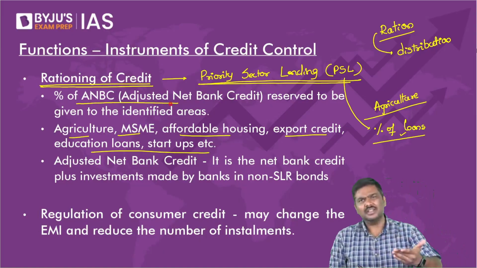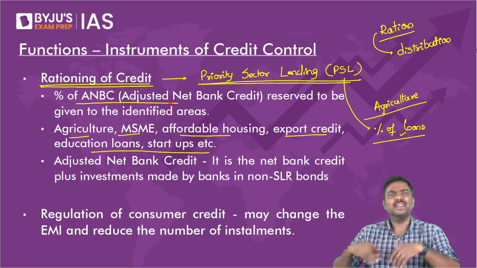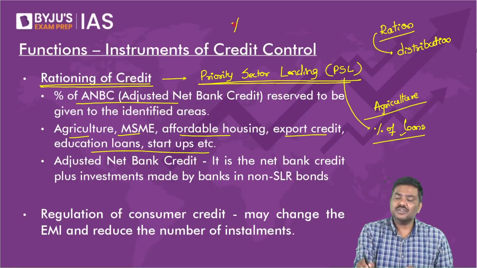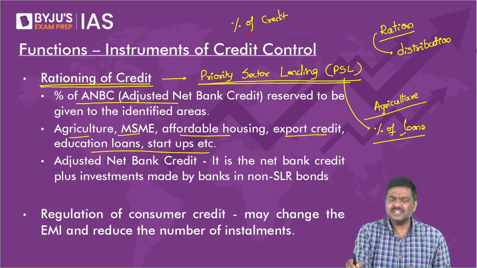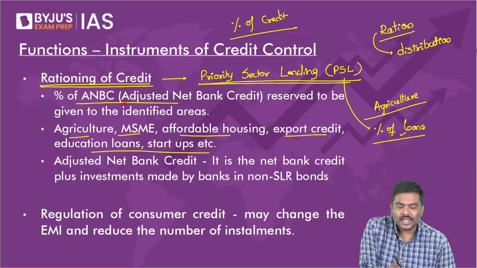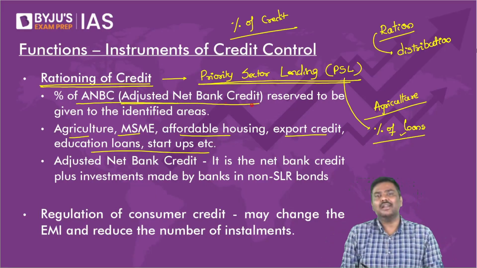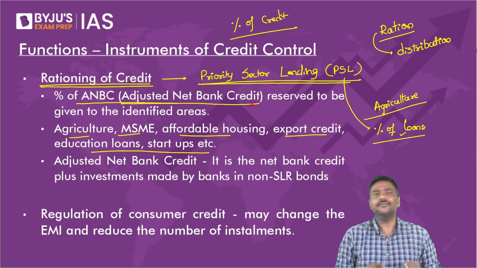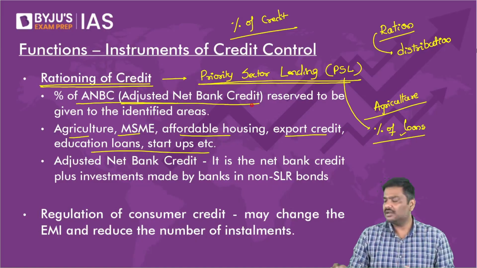Now, there is a technical term I've written here. Many of the books have not written this, and most of the time, even experts will not use this. They will simply say percentage of credit, that is percentage of loans. But technically speaking, there's a term called adjusted net bank credit, ANBC.